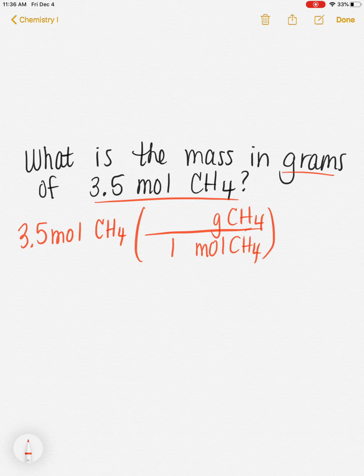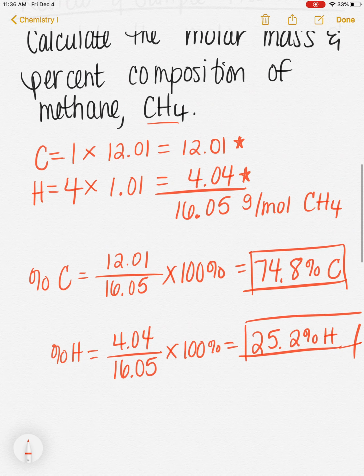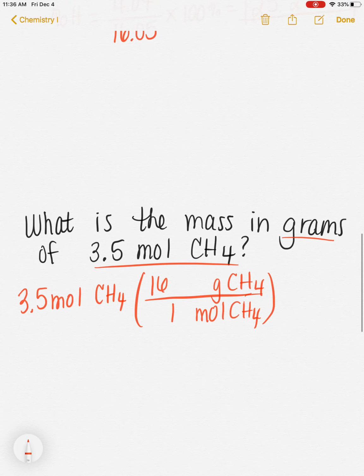Yesterday we had discussed that you always put a 1 next to the mole side of these factors. 1 mole is the same thing as how many grams? Well, if we look back at our last problem, we calculated the molar mass of methane. We said that there are 16.05 grams in every 1 mole of methane. So I will use that here. I'm going to put 16.05 grams is equivalent to 1 mole when you're dealing with methane.